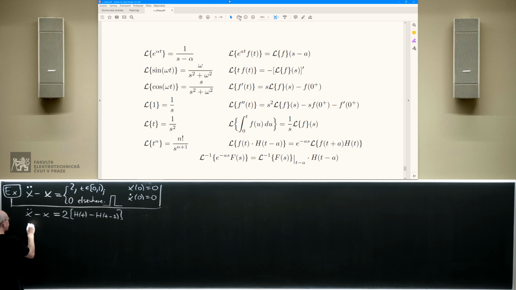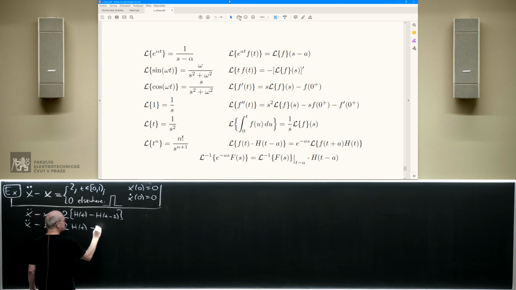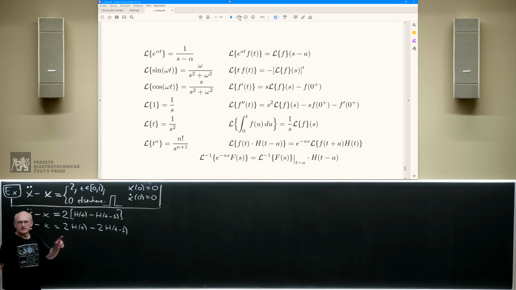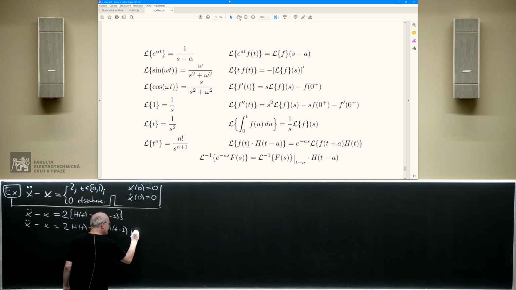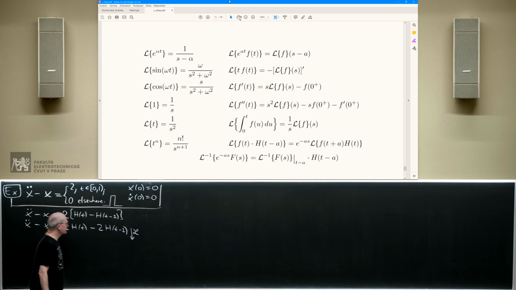One more preparatory step. This is 2 times the Heaviside function minus 2 times the shifted Heaviside function. Okay, now we are ready to apply the Laplace transform to both sides of this equation. So we move it to this other world where the variable is s, and we will see what happens.